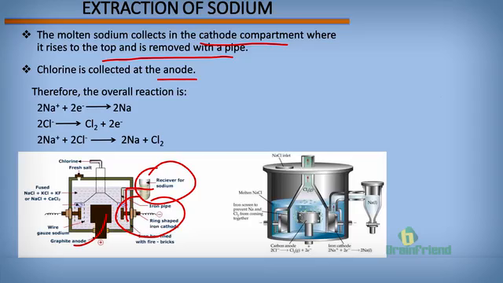Therefore, the overall reaction for the extraction of sodium is given thus: sodium ion being reduced to sodium atom, and chloride ion being oxidized to chlorine atom. And here we have the overall reaction giving us 2 atoms of sodium and 2 atoms of chlorine.